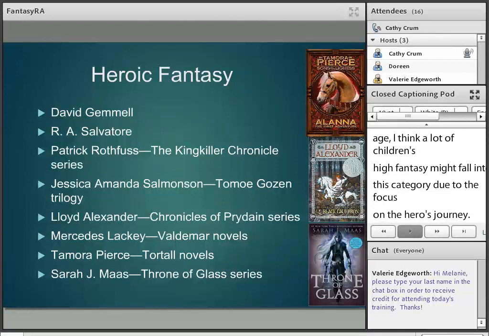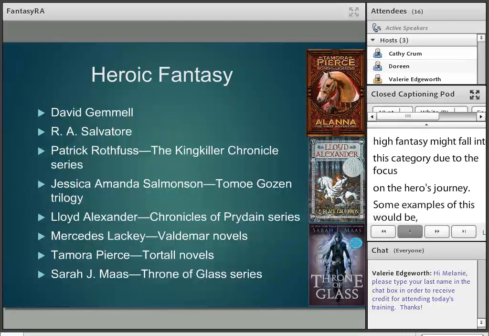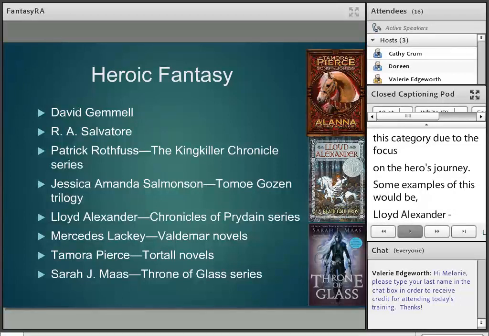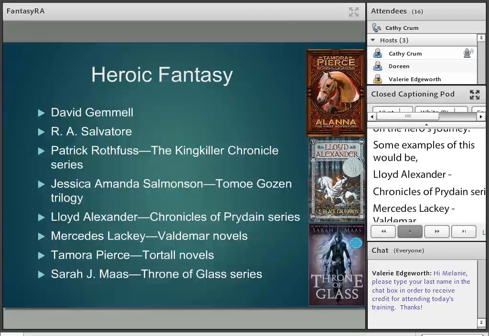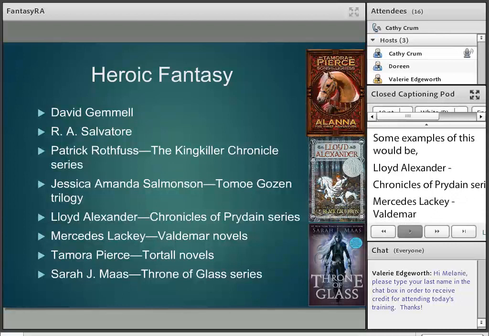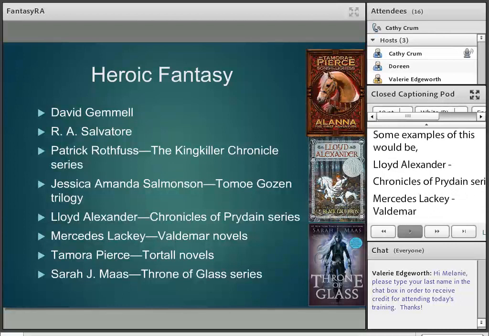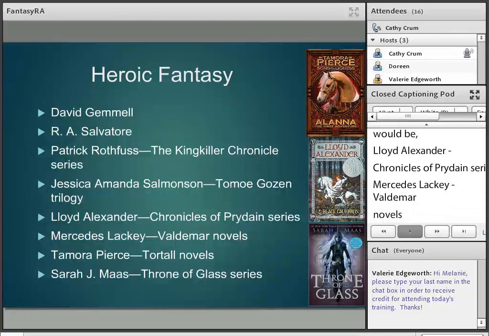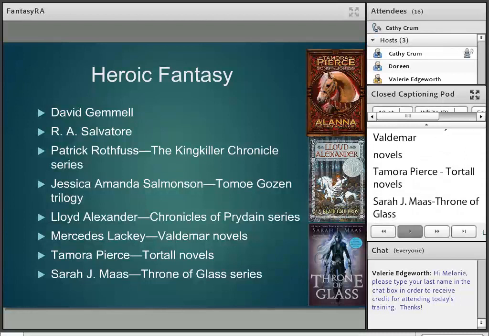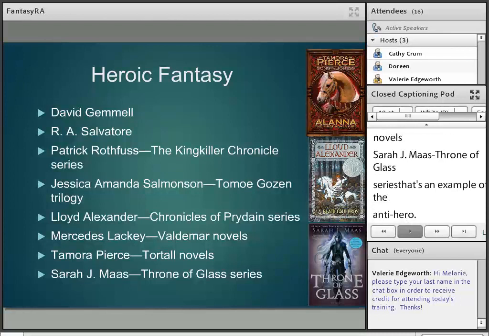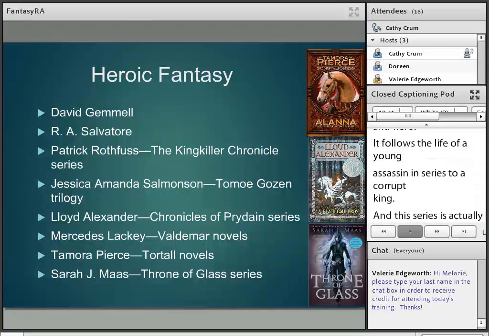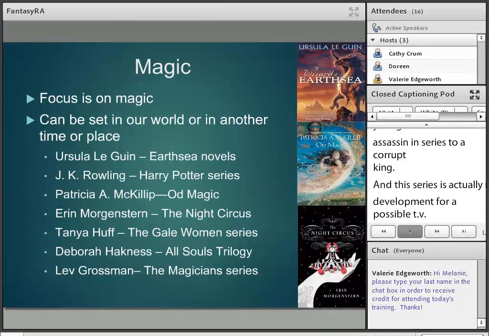Some examples of this would be works by Lloyd Alexander, especially his Chronicles of Prydain series, Mercedes Lackey's Valdemar series novels, and Tamora Pierce's Tortall novels. You might also include novels like Sarah J. Maas's Throne of Glass series in this category as an example of the anti-hero as the hero in heroic fantasy. It follows the life of a young assassin in service to a corrupt king. This series is actually in development for a possible TV series on Hulu, so just keep an eye on that.